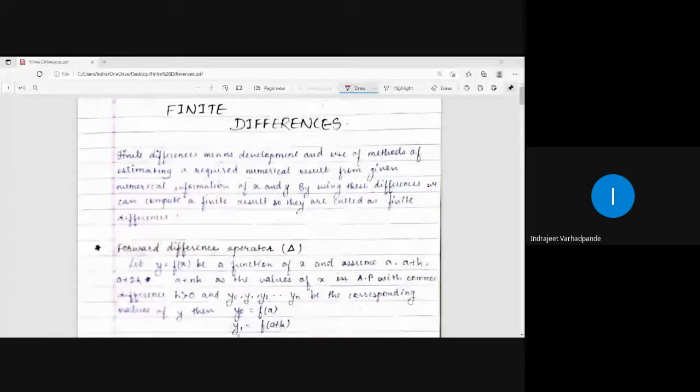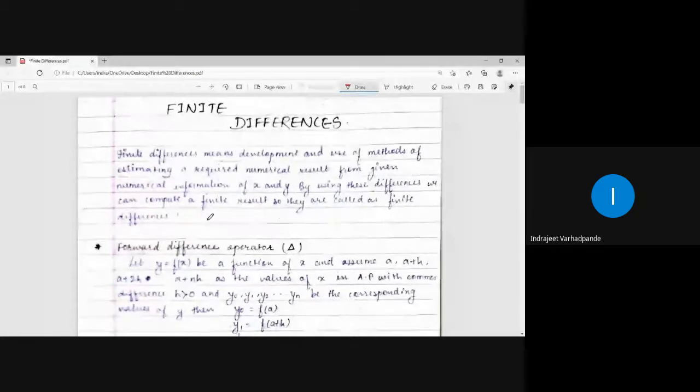So moving on in continuation to statistics, the next topic that is included in our syllabus is finite differences. Now, what do you understand by the word finite differences? If you split it into two parts, one is finite, which means measurable, countable. Another one is differences. Differences means the difference taken between any two quantities. In general, we can call it differences.